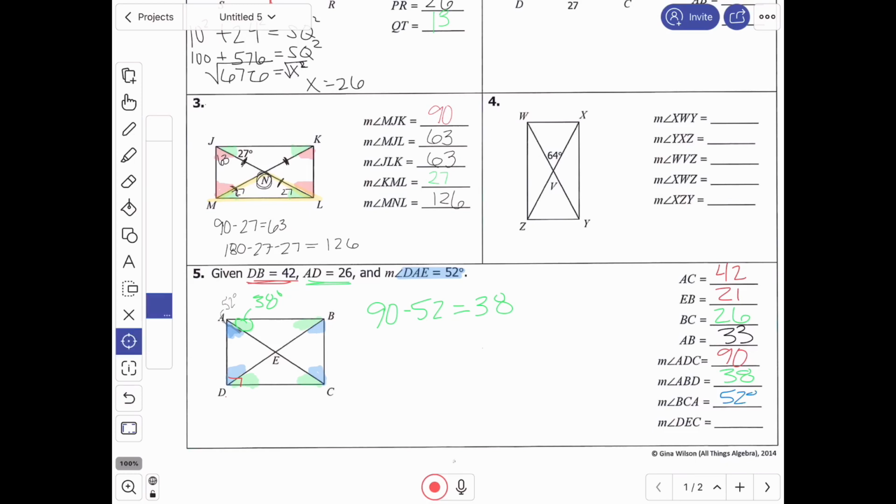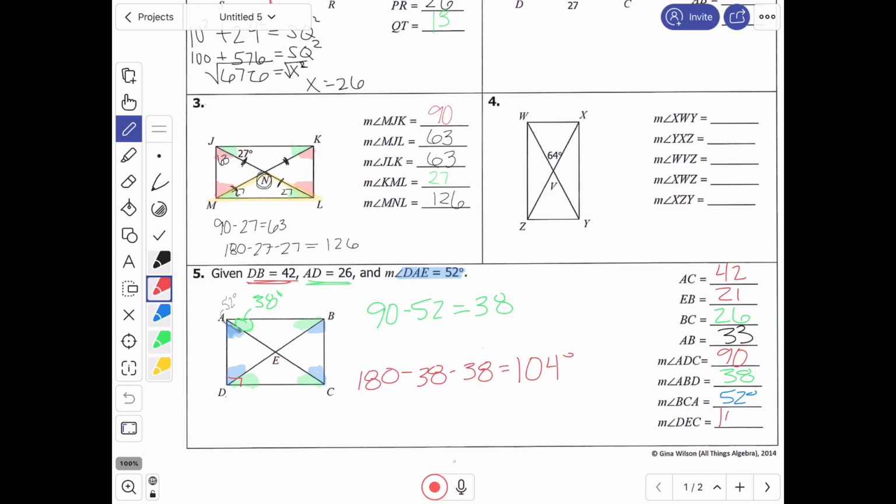And then last, I think I'm going to find this middle angle, DEC. So this is like when we found this angle up here. I have a triangle. It's specifically an isosceles triangle, and these two angles down here are both 38. So I'm going to take 180 minus 38 twice to get rid of both of those green angles. 180 minus 38 minus 38 equals, I get 104 degrees.